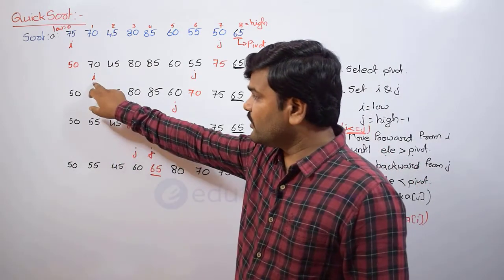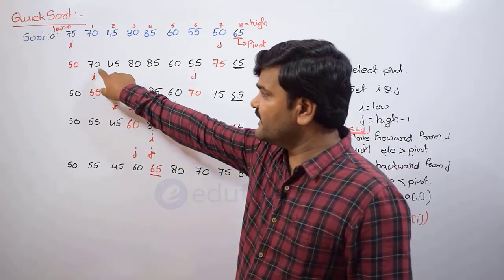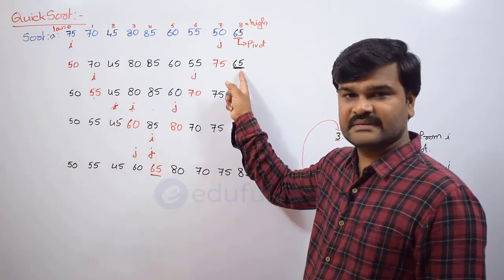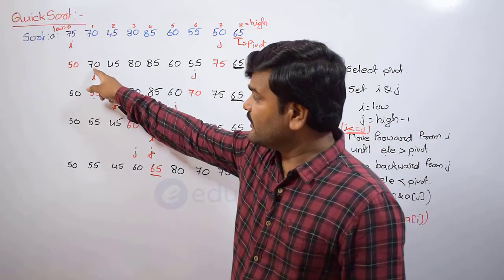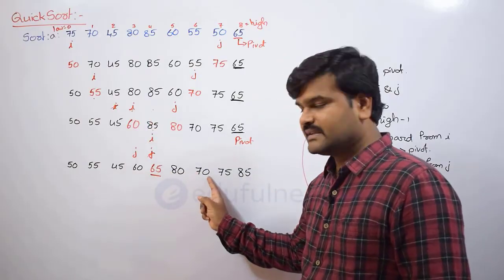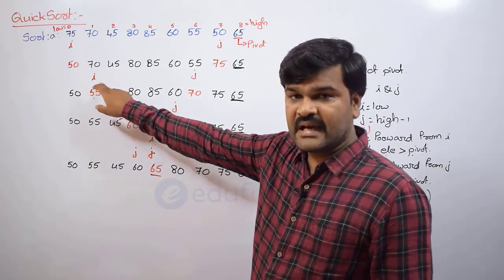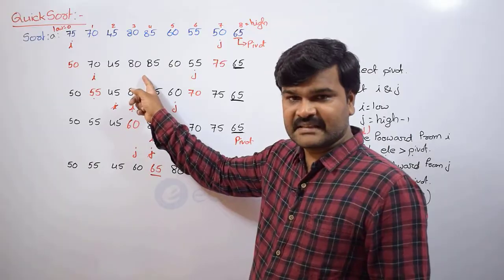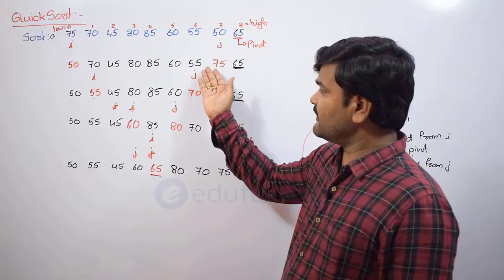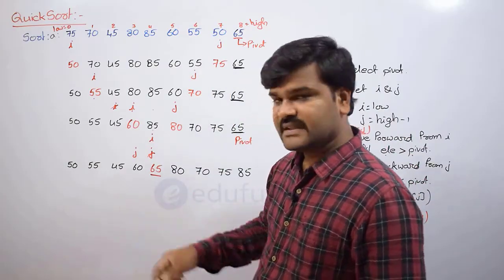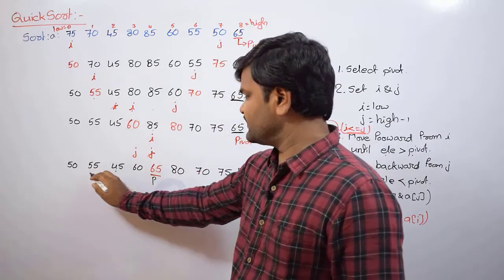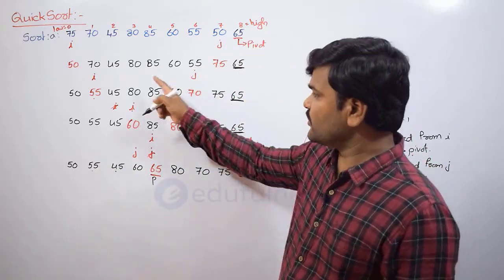So when you are moving in the forward direction, you stop wherever you find the element which is greater than the pivot, because whatever element is greater than the pivot must be on the right side of the pivot. That is why you stopped there. And when you are moving in the backward direction, whenever you find the element which is less than the pivot, that must exist before the pivot. So here it is the pivot, right? So that element must exist before the pivot, 55. So that is why you stopped there.